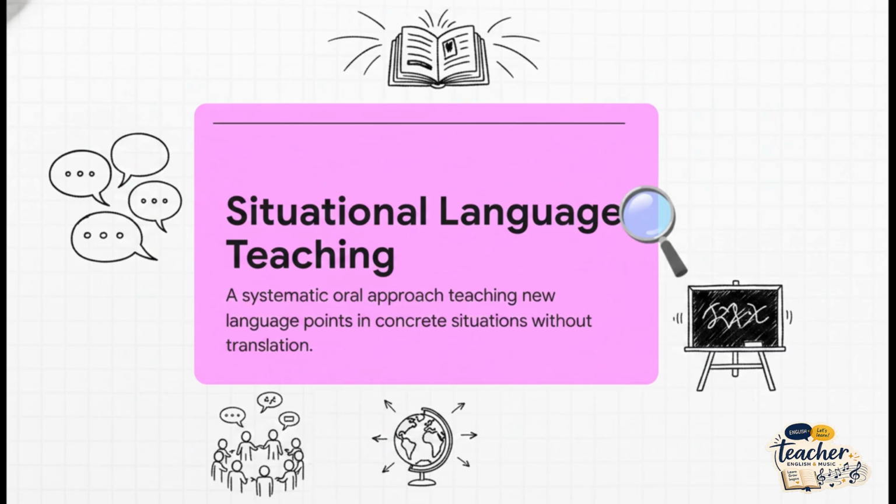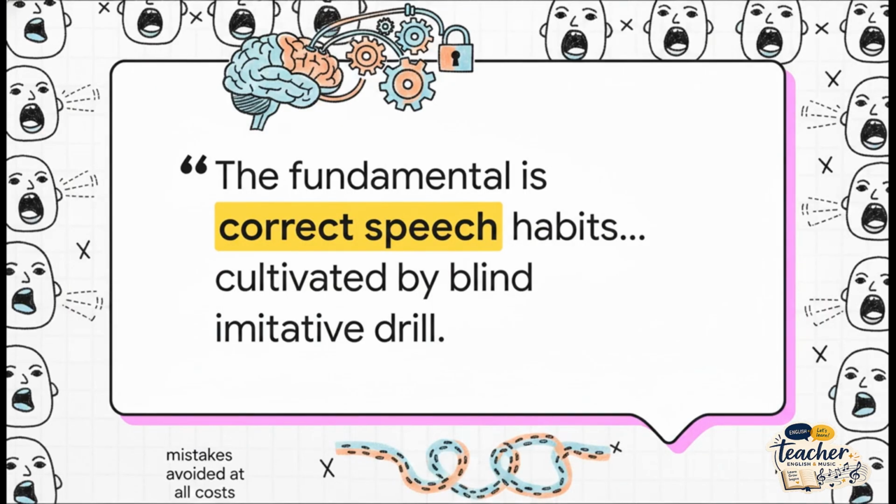Instead, language is viewed purely as a purposeful activity. You teach meaning by creating a clear visual situation right there in the physical world. This perfectly captures the era's absolute obsession with behaviorism. Listen to this quote from French back in 1950. He argued that the fundamental goal is correct speech habits cultivated by what he called blind imitative drill.